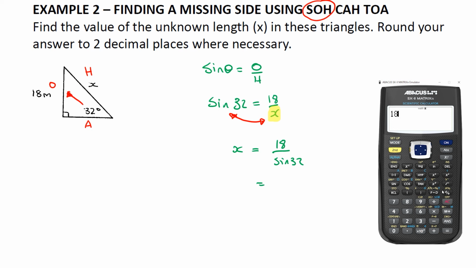Okay, so now let's put that in our calculator to find the answer. So you do 18 divided by sine of 32, and you press equals, and you get that your answer is 33.967, blah, blah, blah, blah. And to two decimal places, that means our answer is 33.97 meters.